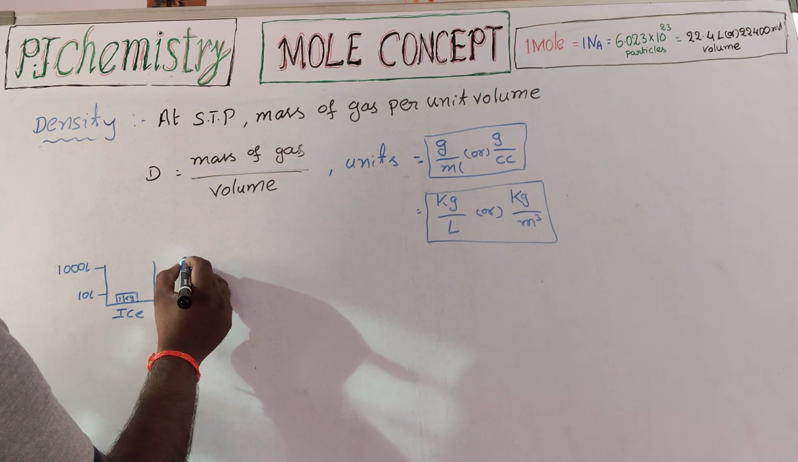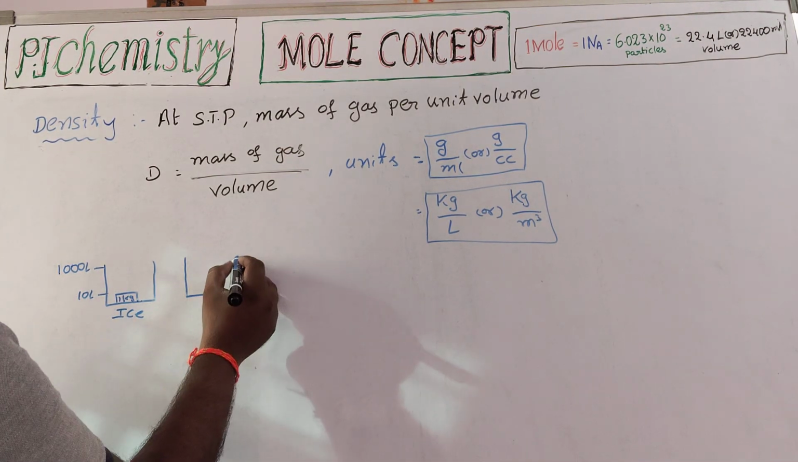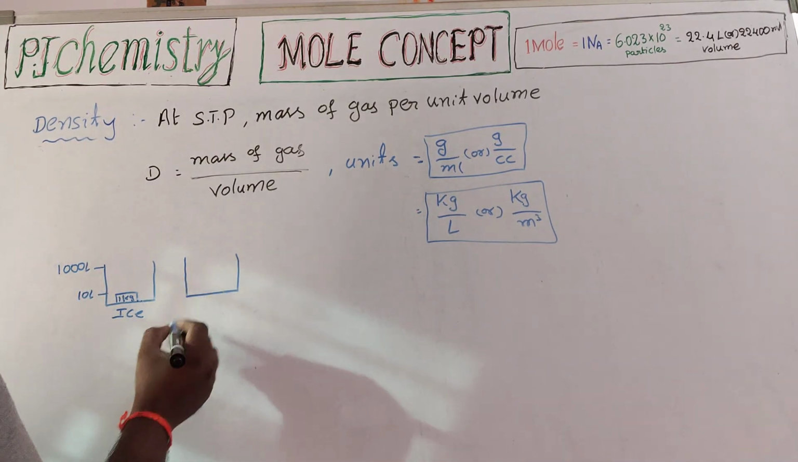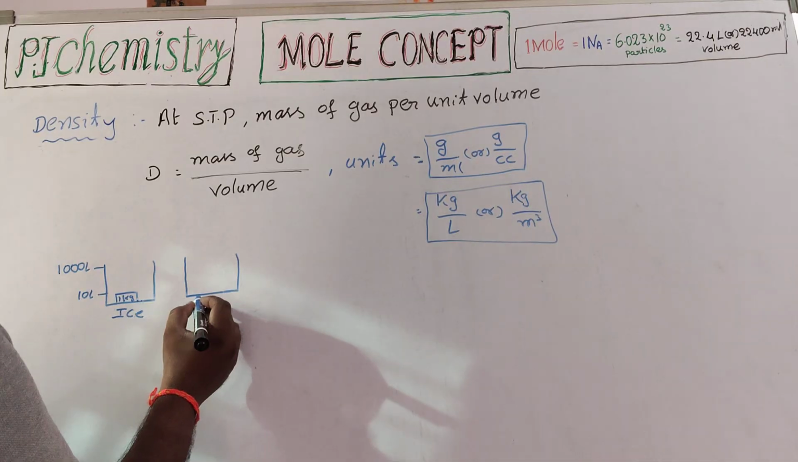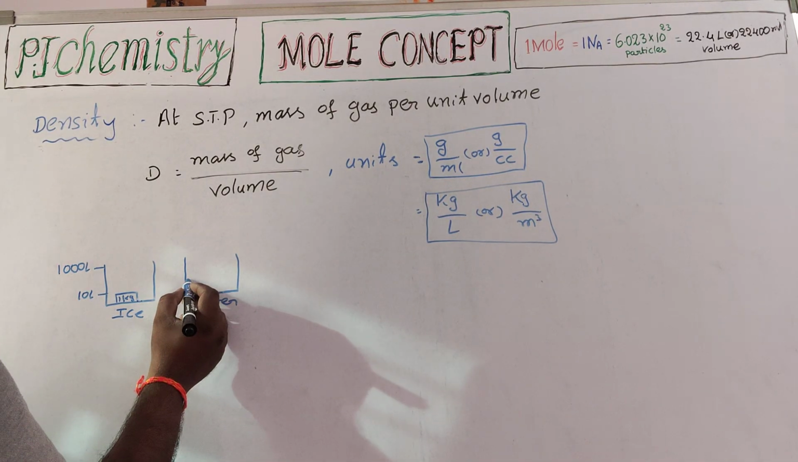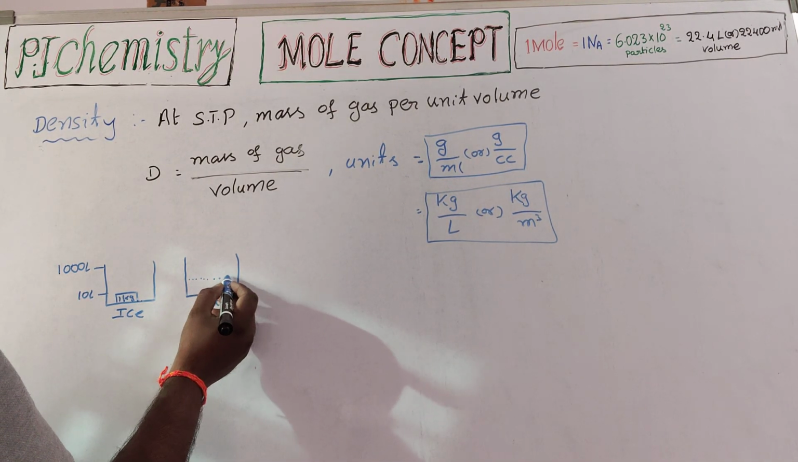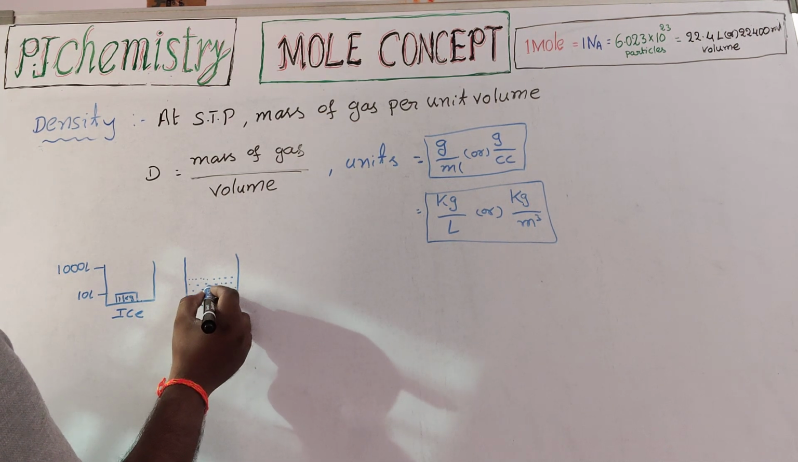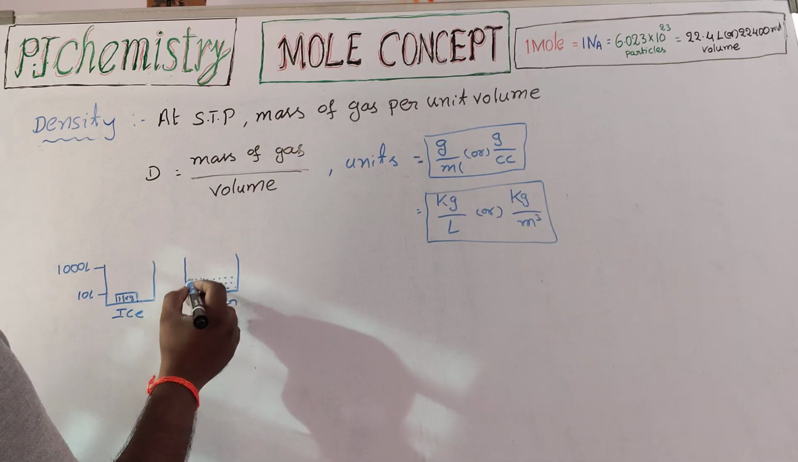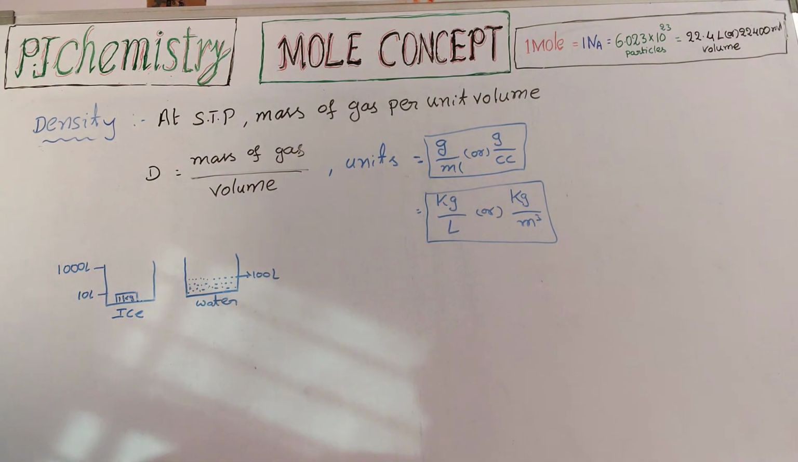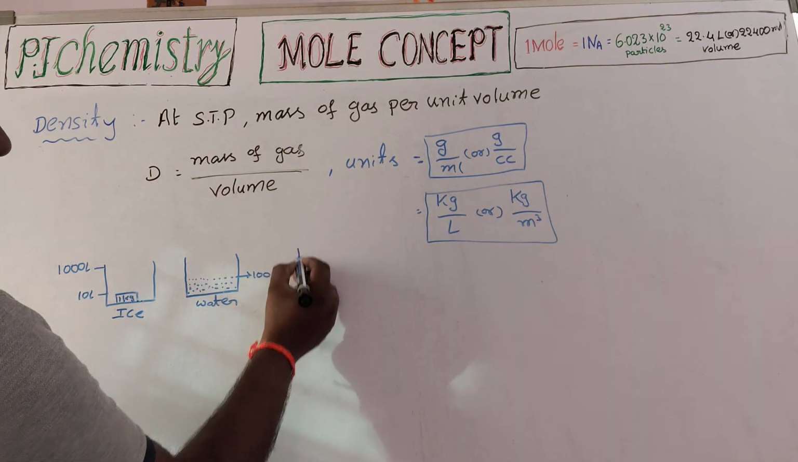Next, in another container of the same capacity, 1 kg water in liquid form. Here also the amount of substance is 1 kg only, but the volume occupied is 100 liters.